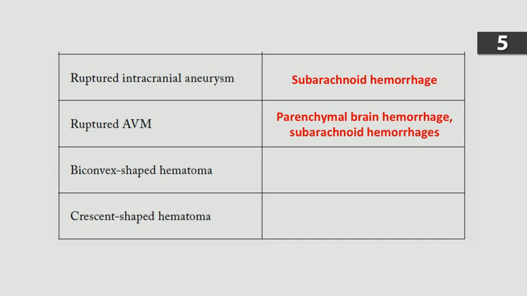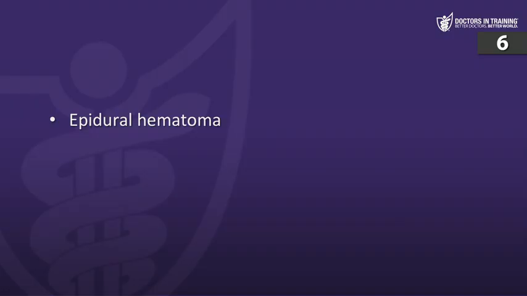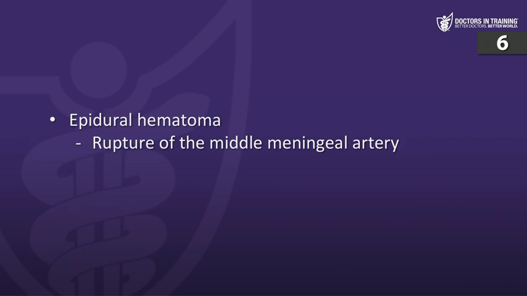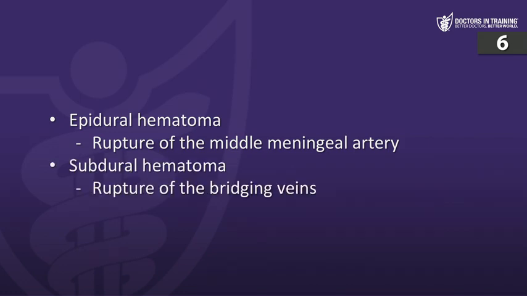Biconvex-shaped hematoma, or a lens-shaped or football-shaped hematoma, is an epidural hematoma. And then a crescent-shaped hematoma is a subdural hematoma. Next, what are the most common causes of an epidural hematoma and a subdural hematoma? So an epidural hematoma is most commonly caused by rupture of the middle meningeal artery, and a subdural hematoma is most commonly caused by rupture of the bridging veins following some type of head trauma.